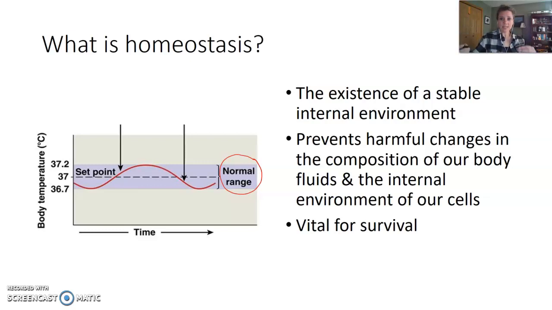So it is homeostasis that is going to allow our body to maintain its values. And it could be body temperature, it could be the amount of sodium in our blood, it could be the pH of our blood, but it's going to keep our values within a range that is acceptable. And by keeping these values within an acceptable range, harmful changes to the composition of our body fluids and our intracellular fluids will be avoided.